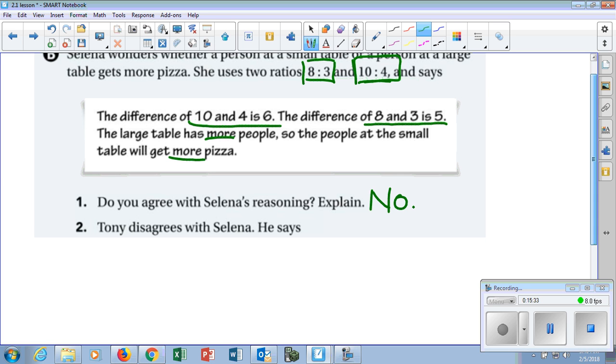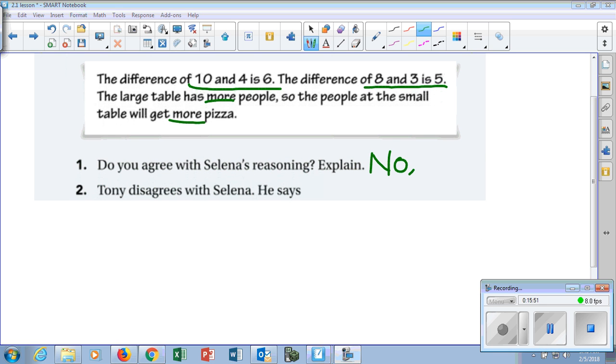No, we don't. And we just came up with 2 different reasons based on the percentages and based on the differences from the scaling, right? So in 2 it says Tony disagrees with Selena.